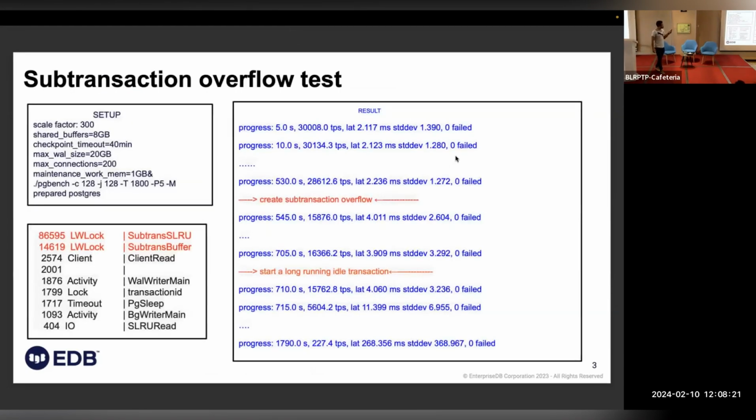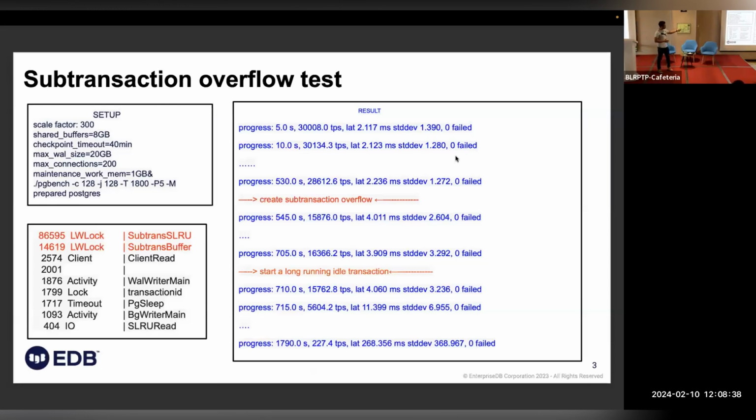So let me explain a little bit about the test. Whoever is connected with PostgreSQL as a user or as a developer might be aware of the pgbench test we generally use in PostgreSQL for performance testing. So I have tweaked this test a bit.